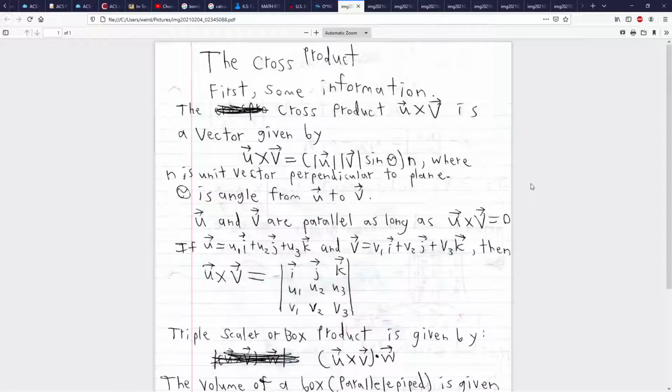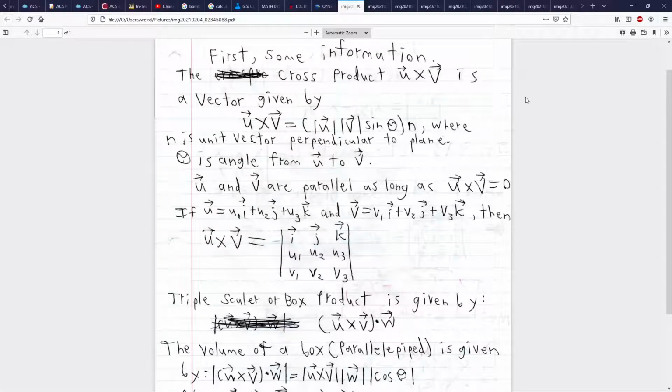So let's discuss the cross product. First, some information. Basically, we'll go over the dot product a little bit, this time a little bit more in depth still, because the cross product is a little bit more complicated. So it is a vector, it's not a scalar. So u cross v, these two vectors will create a vector itself.